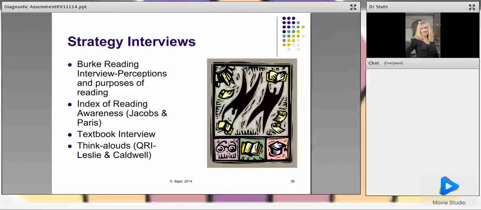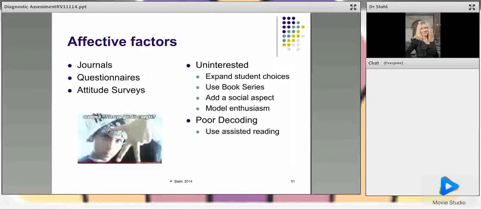Probably one of the best ones, and you would certainly want to reserve this for the children you're most worried about in Tier 3, are the Think Alouds. Those provide a wonderful window, have a very strong research base, but they do require expert administration, and you could use something like the QRI, which has a format in it that allows for gauging strategy use through Think Alouds.